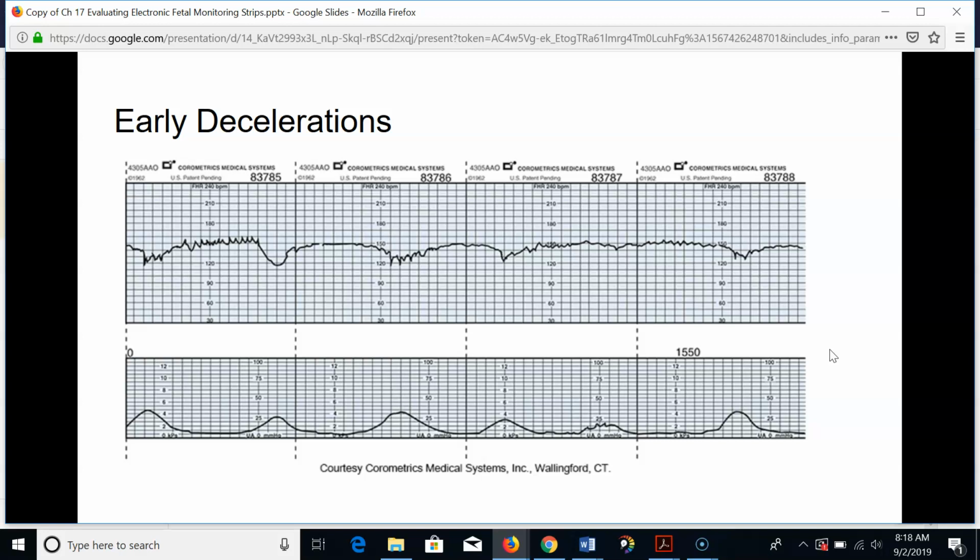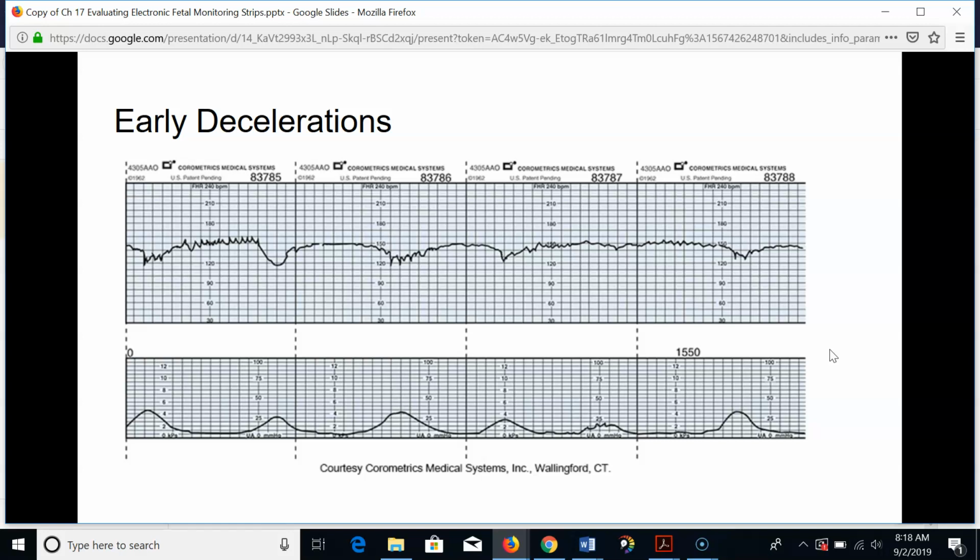And 3, what do we need to do about it? Nothing but document. Since they are a good thing, they do not indicate any fetal compromise, so we just document our findings in the EMR. Now, to identify the early decelerations, you will notice on the monitor strip that you see a dip from the baseline. That is the deceleration.